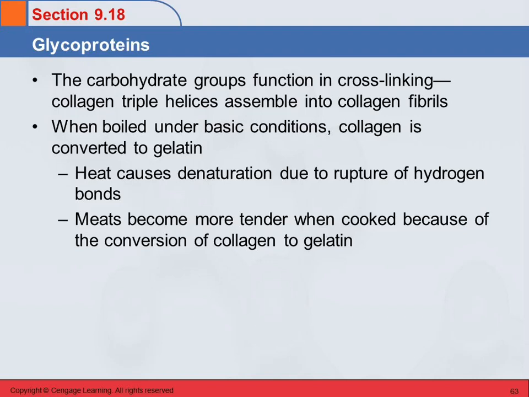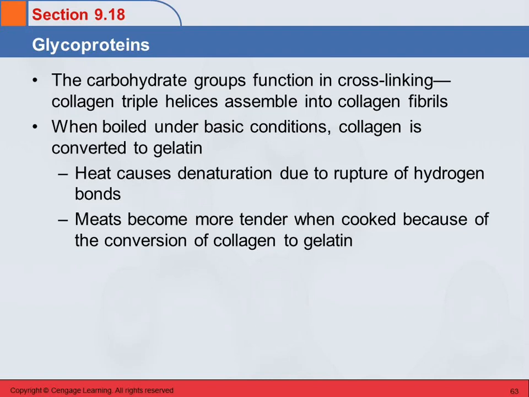If you boil collagen, it gets converted to gelatin, and that's because the heat causes denaturation by rupturing the hydrogen bonds. And this is one reason that when you cook meat, it becomes more tender. If you take a very tough cut of meat and cook it long and slow, some of the collagen will get converted to gelatin, and the collagen is that tough stuff that makes the meat hard to chew.